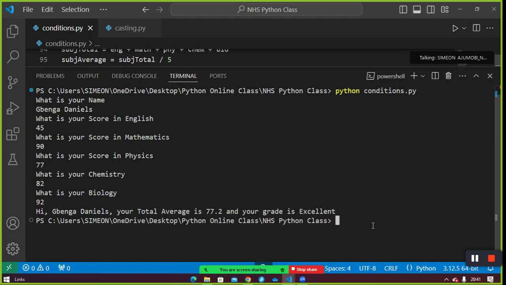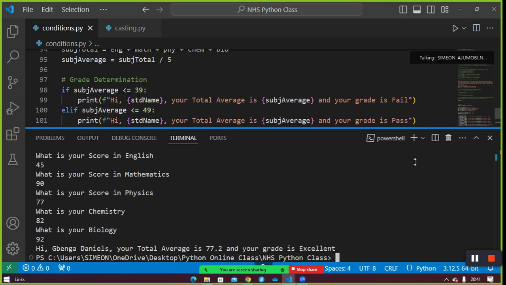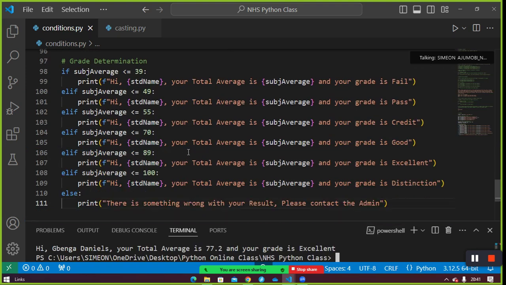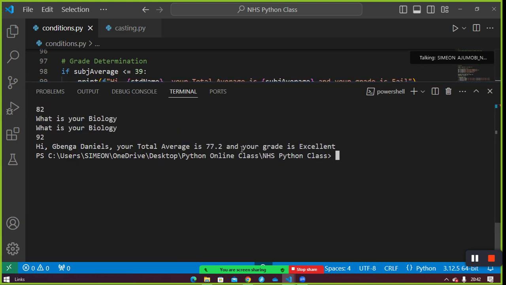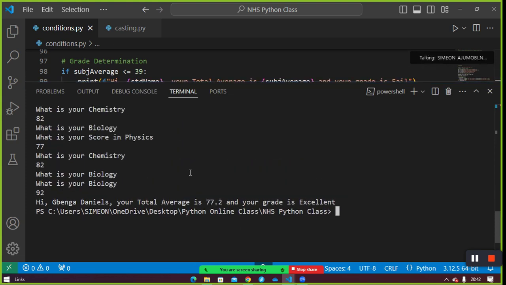Then we can have this. Hi Daniel, so your total average is 77.2. Your grade is excellent. Now let's check if this excellent corresponds with anything lesser than or higher than 77. 77 should fall under the range of 71 to 89, then it should be excellent. Then this program is 100% correct.